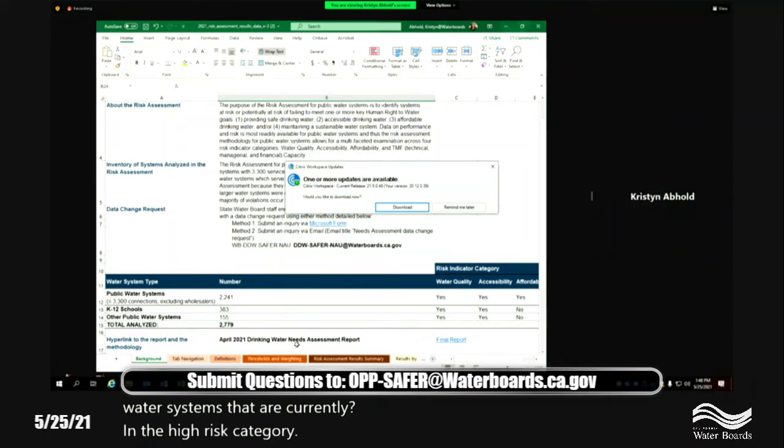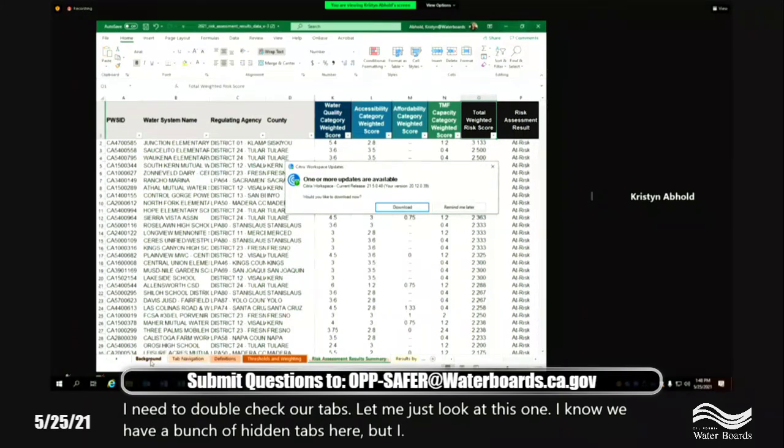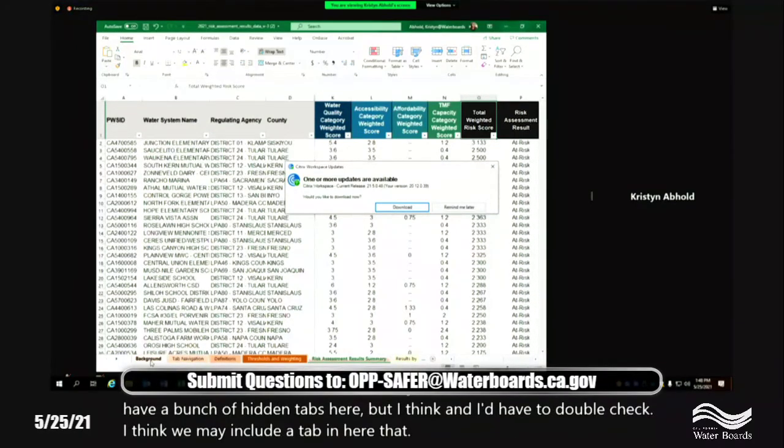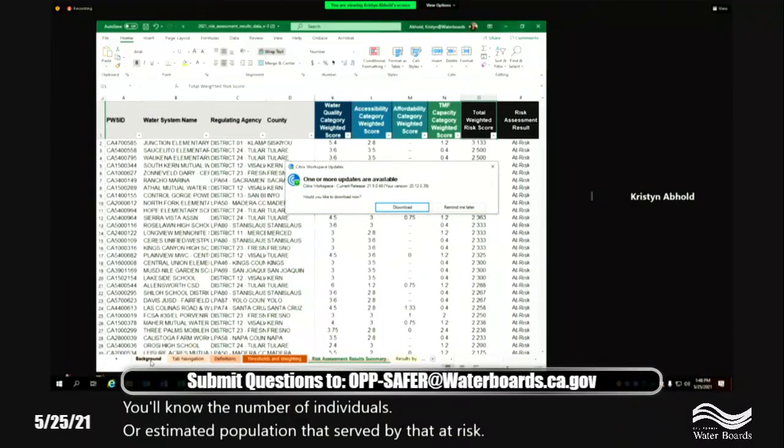I need to double check our tabs. Let me just look at this one. I know we have a bunch of hidden tabs here, but I think, and I'd have to double check, we may include a tab in here that has population served. So you'll know the number of individuals or estimated population that's served by that at-risk water system.